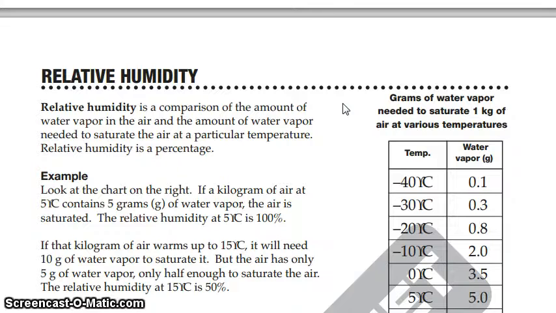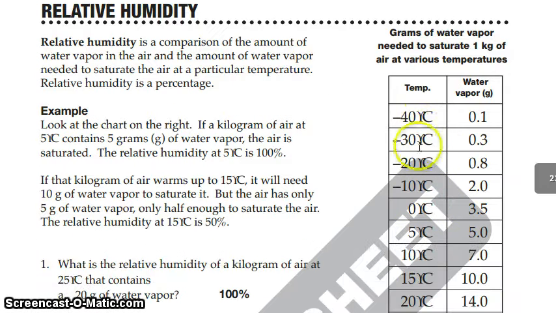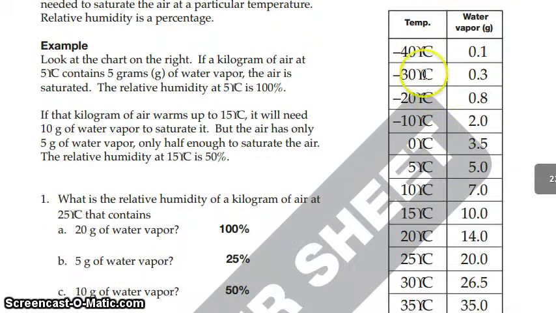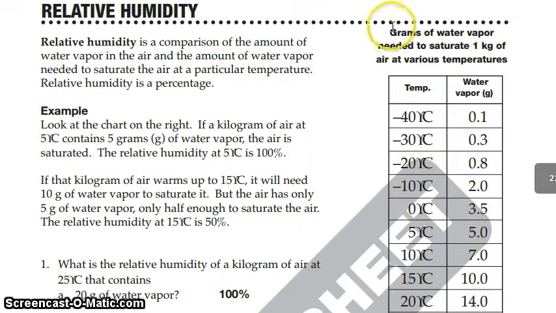The relative humidity again is always going to be in a percent. So when we look over here on the right hand side, they give us a chart, and these are supposed to be degree symbols on this chart. So at the different temperatures, they're telling us how much water vapor will saturate the air. So it's saying here grams of water vapor needed to saturate a kilogram of air at the specific temperatures.